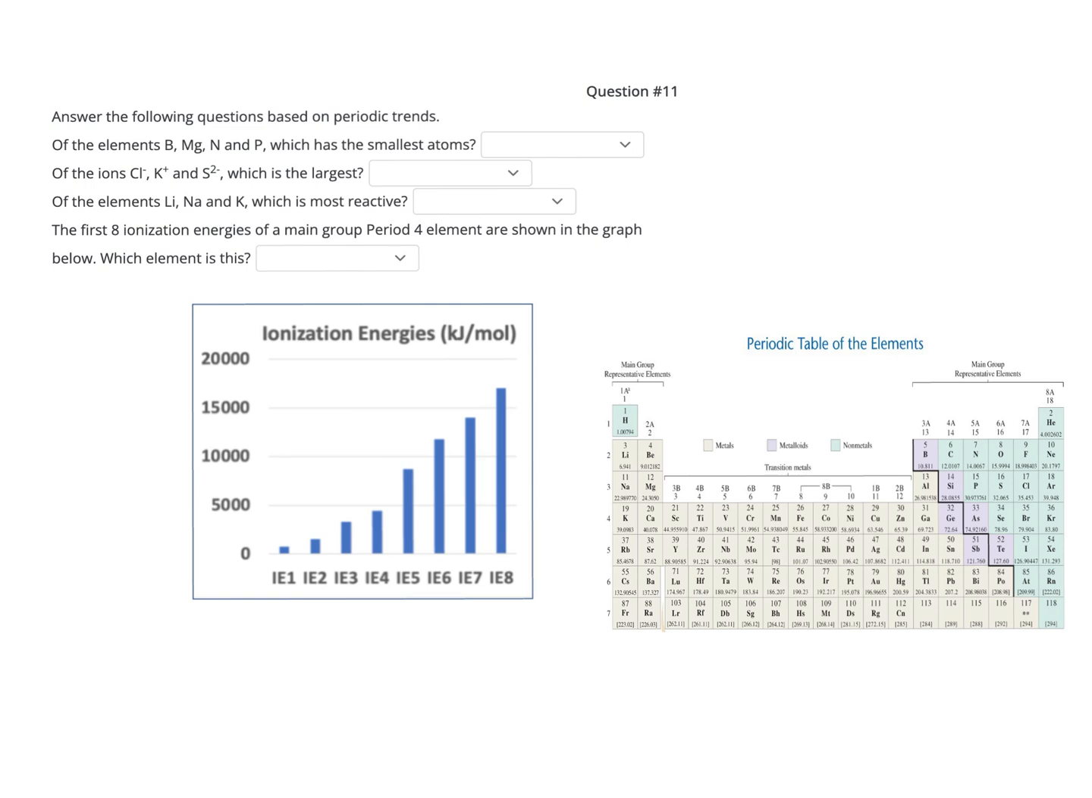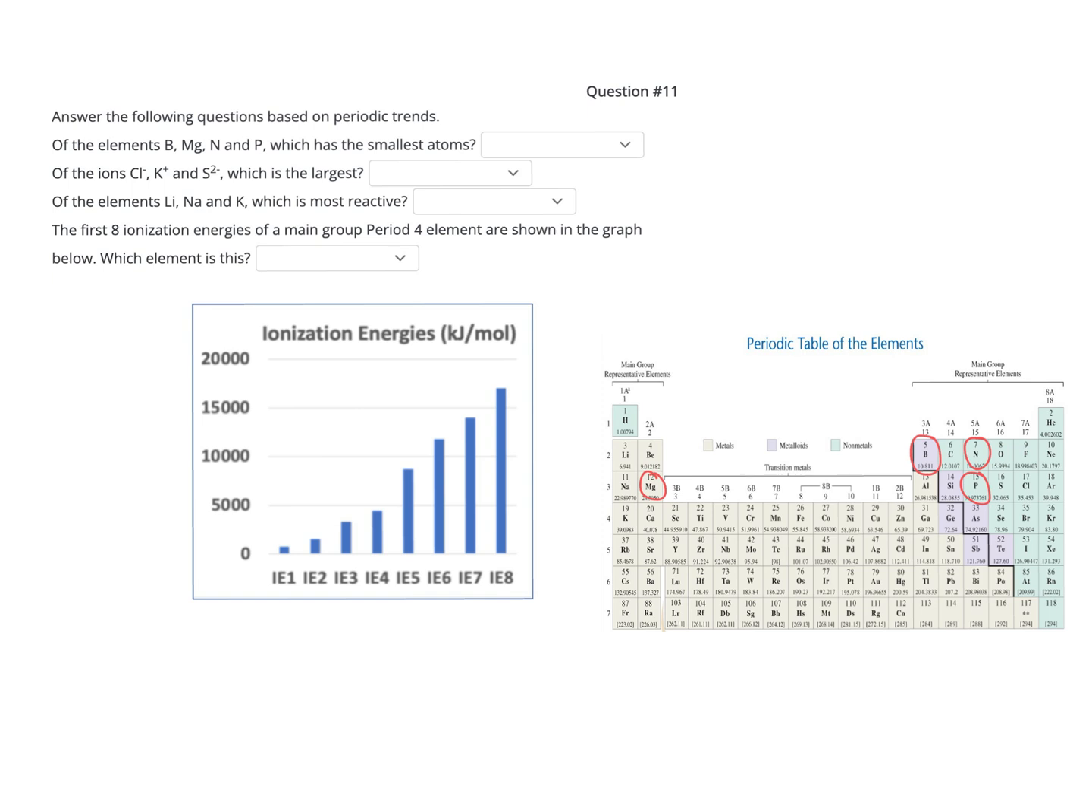For question 11 on the periodic trends, we're asked the following question. Of the elements boron, magnesium, nitrogen, and phosphorus, which has the smallest atom? And so we want to find those on the periodic table. I've got boron, magnesium, nitrogen, and phosphorus.